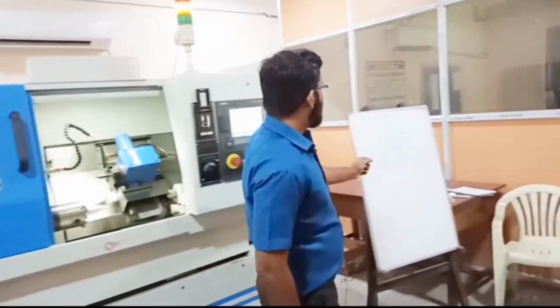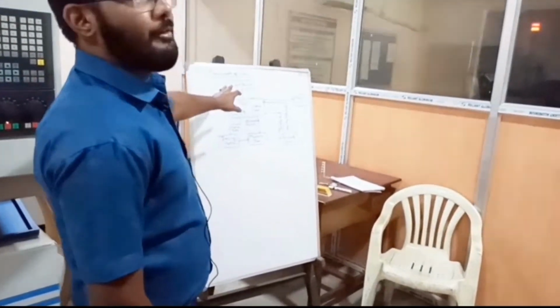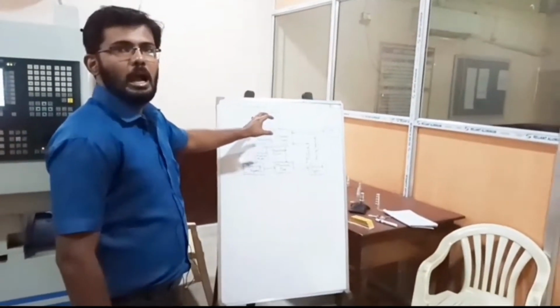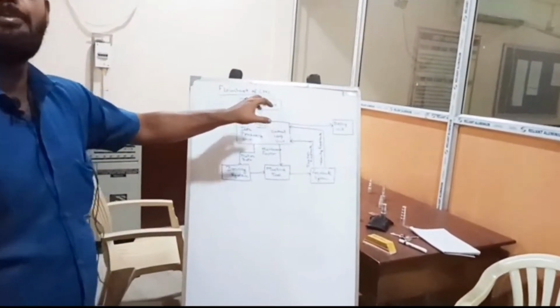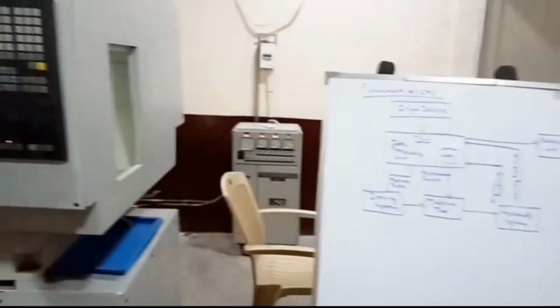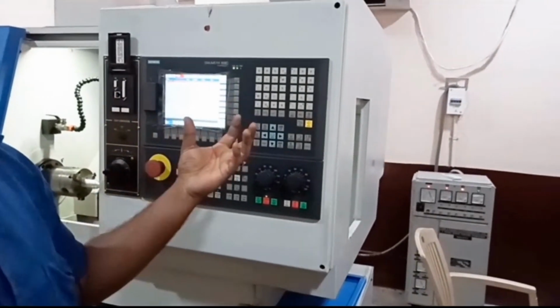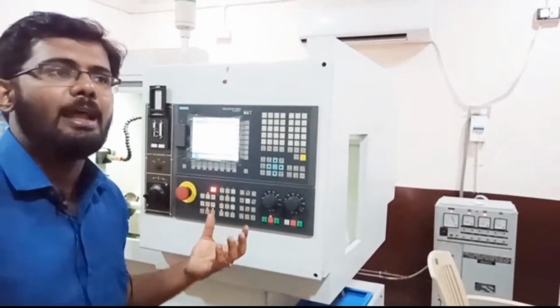Now, coming to the flow chart of CNC, as we can see, first we have to input our part program with the help of the input device. Now, what is the input device? This is the input device. Through this, we can input our part program, which consists of the M code and the G code.